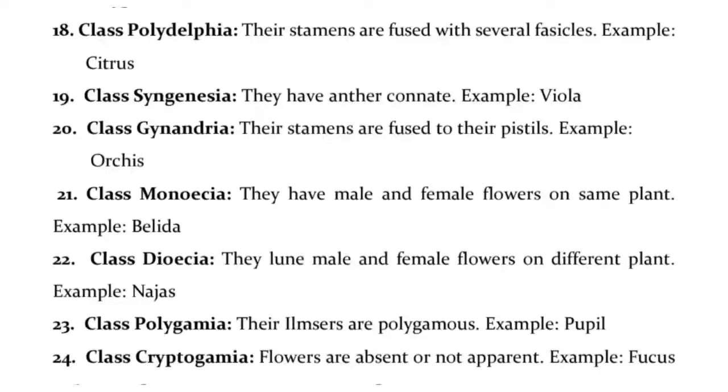Example: Viola. 20. Class Gynandria, their stamens are fused to their pistils. Example: Orchis. 21. Class Monoecia, they have male and female flowers on the same plant. Example: Bellis. 22. Class Dioecia, they have male and female flowers on different plants. Example: Nephas. 23. Class Polygamia, their flower is polygamous. Example: Pupil. 24. Class Cryptogamia, flowers are absent or not apparent. Example: Fucus.